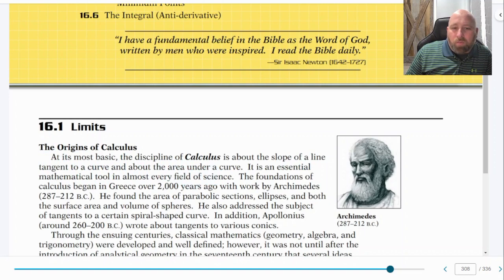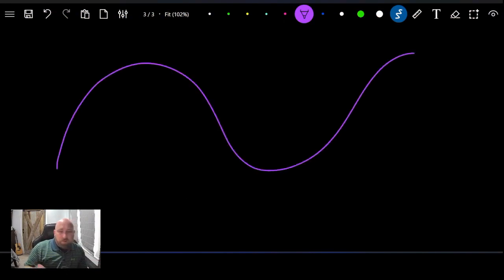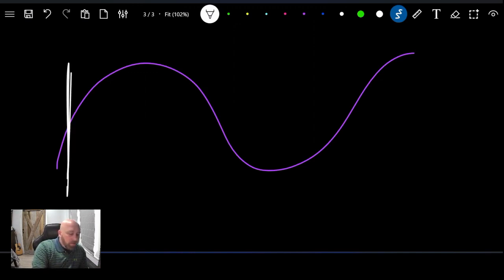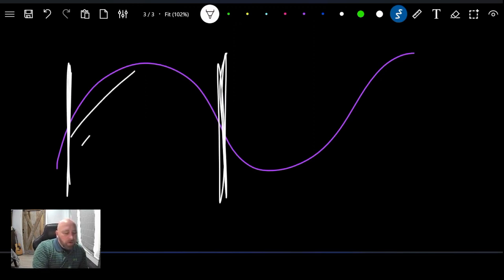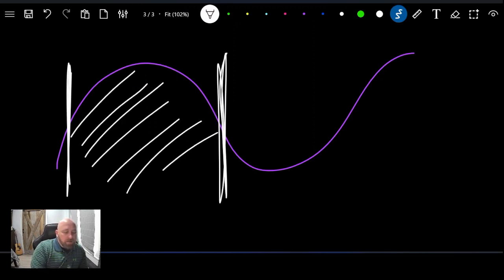You might be thinking, what in the world does that even mean? Like, I've taken pre-calculus and I still don't even know what calculus is. Well, let's say that we have a curve, like a sine wave or something like that. The area under the curve should be fairly easy to figure out. It's like saying, from this point to this point, I want to know how much area is under this curve.